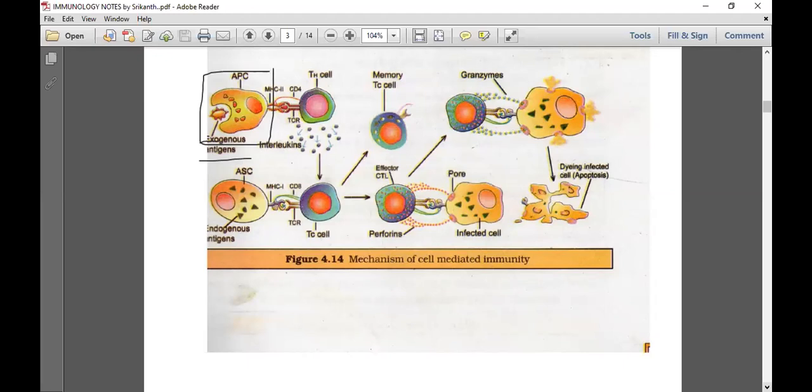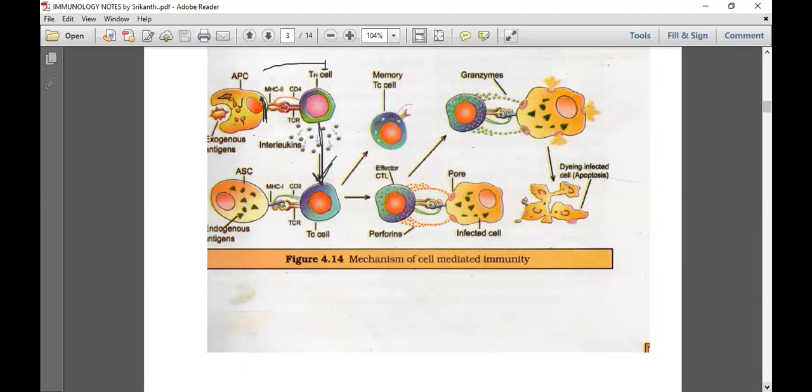When the microbe is present outside the cell, it is engulfed by macrophages. Who are macrophages? Macrophages are nothing but antigen presenting cells. So the microbe is engulfed and processed. You see here that it is made into fragments. The processed microbe is presented on MHC class 2 molecules, and from there it is given to the T helper cell. Then the T helper cell presents that to the T cytotoxic cell.